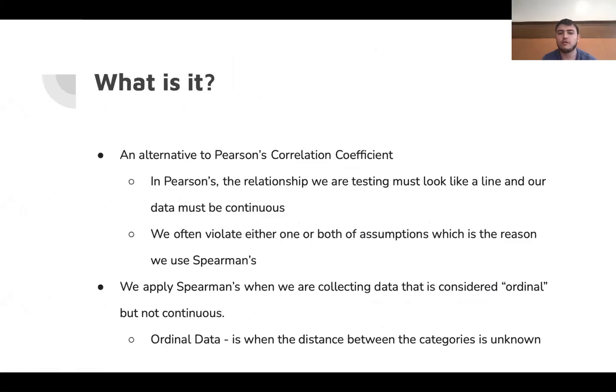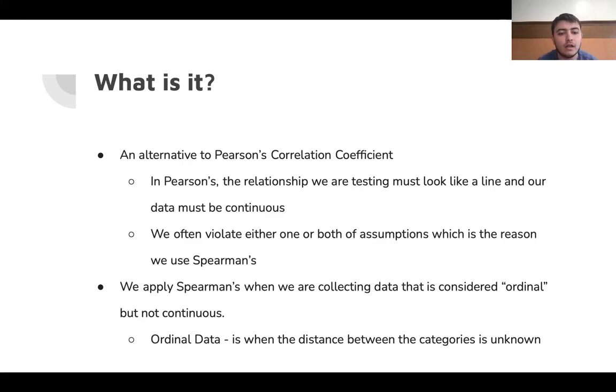So to start off, Spearman's rank correlation coefficient is mostly known as being an alternative to Pearson's correlation coefficient, which we learned this semester. Just a brief reminder, for Pearson's, the relationship we are testing must look like a line, or our data must be continuous. So something like a linear line. We often violate either one or both of these assumptions, which is the reason we use Spearman's.